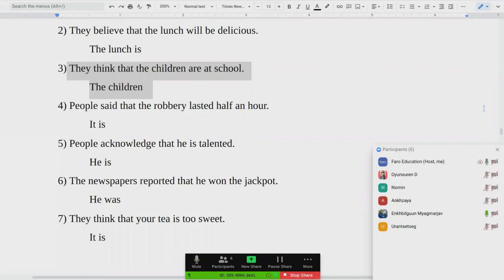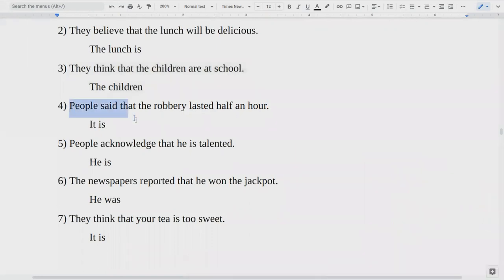The children are taught that the children are at school. The children are taught to be at school. It is taught that the children are at school.